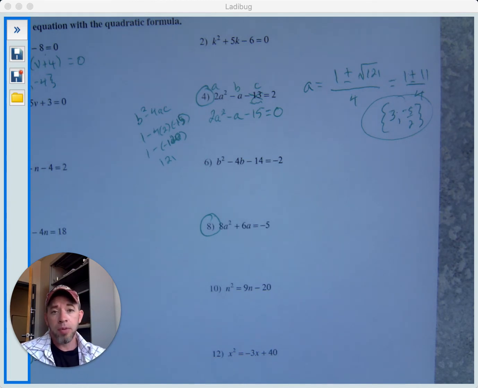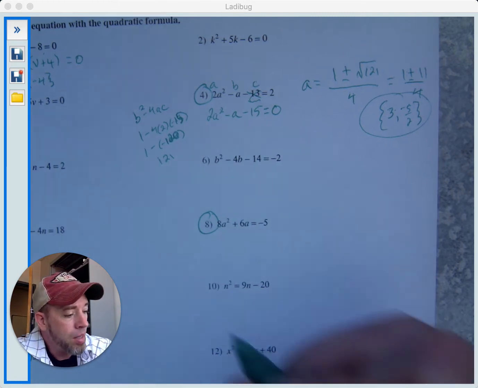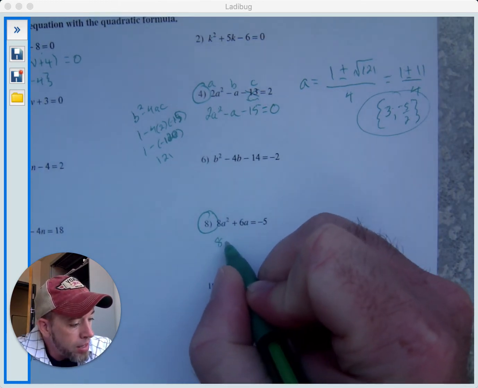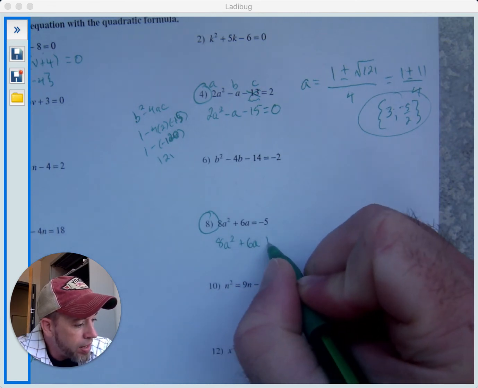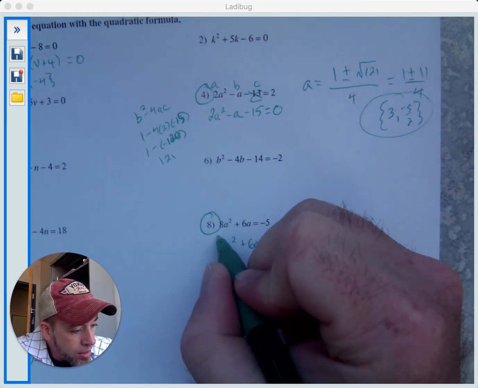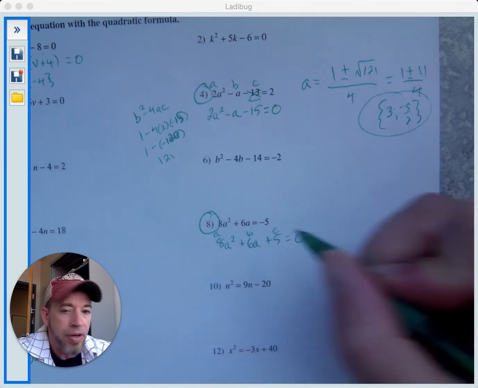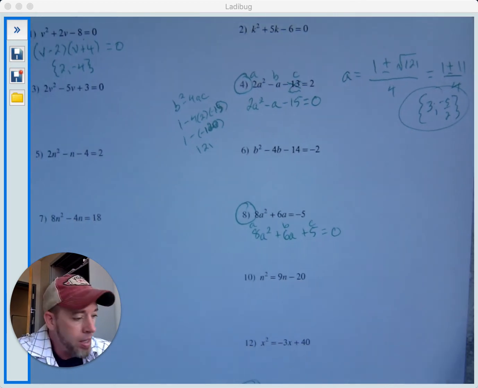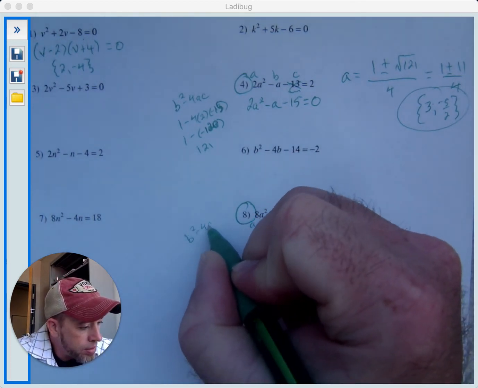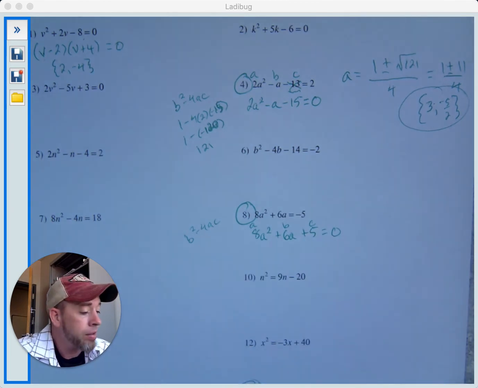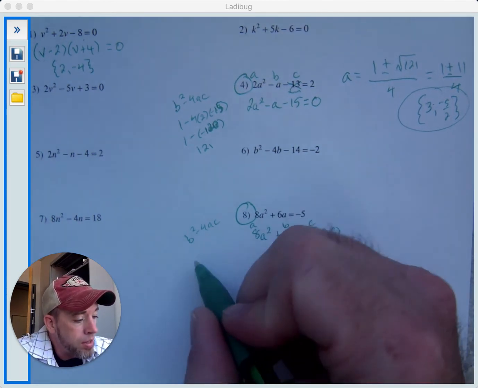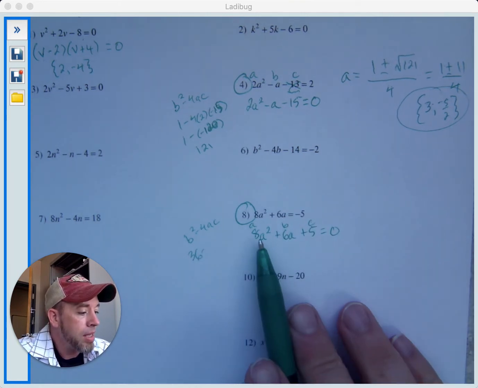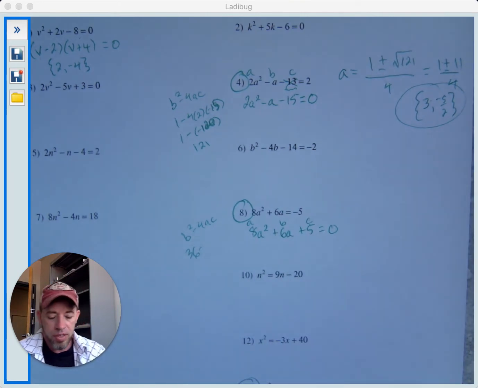In order to use the quadratic formula, I'm not going to make the same mistake I made last time. I'm going to move everything to the left and get it set equal to 0. So then I have 8a squared plus 6a plus 5 equals 0. So your a is 8, your b is 6, and your c is 5 in the quadratic formula, right? I'm going to find my discriminant, my b squared minus 4ac. That's the part underneath the radical. So b squared, 6 squared is 36. 4 times 8 times 5 is 160.